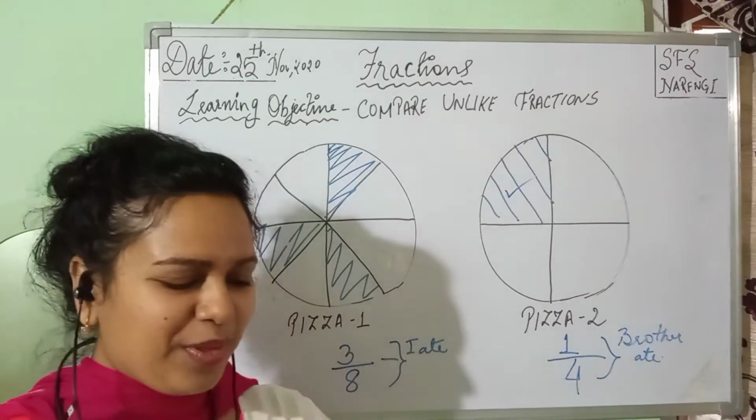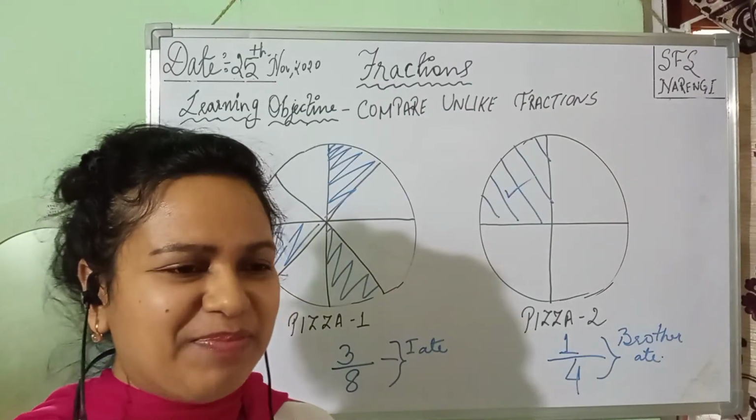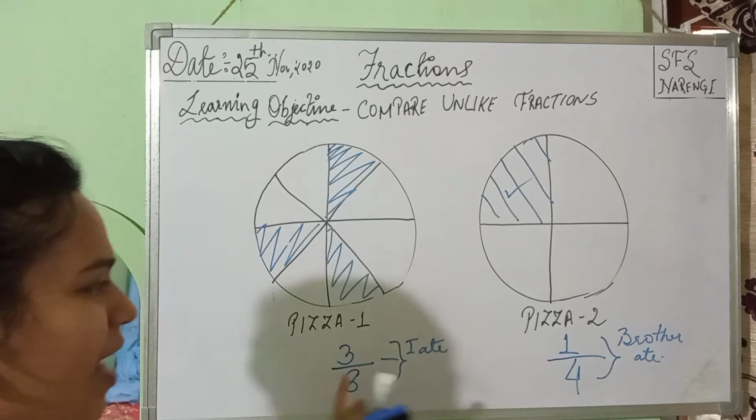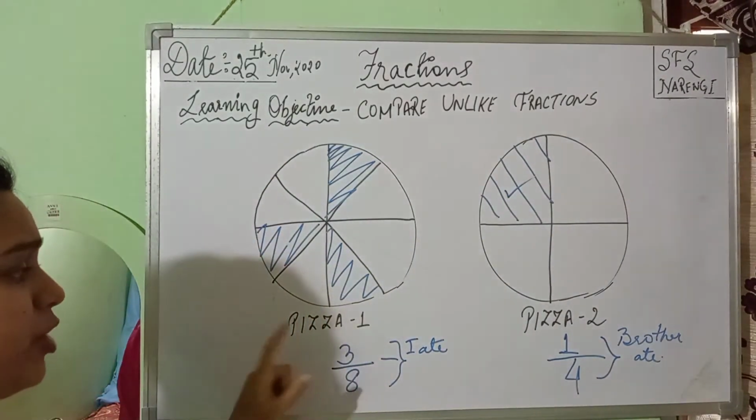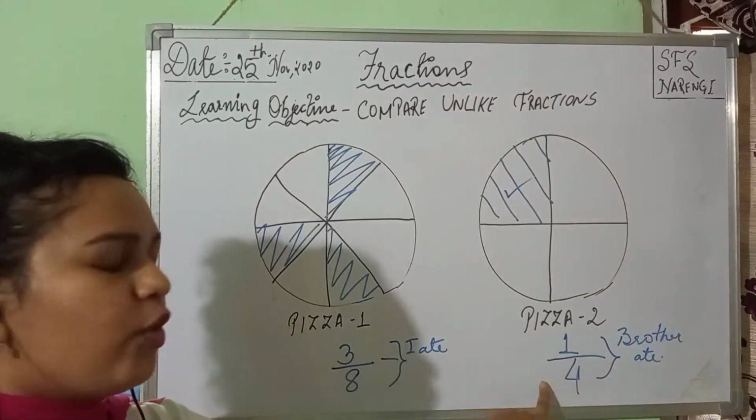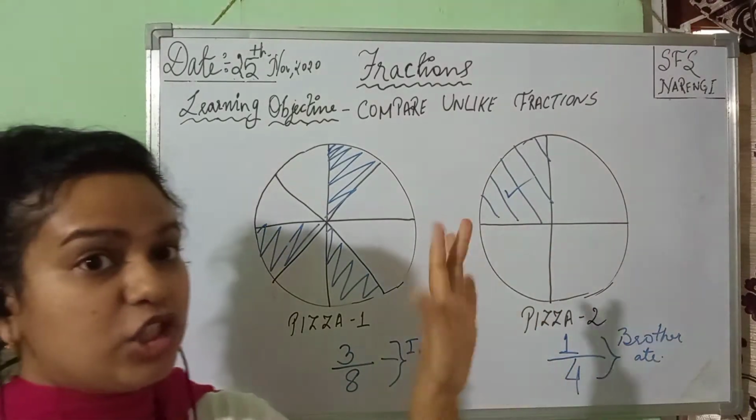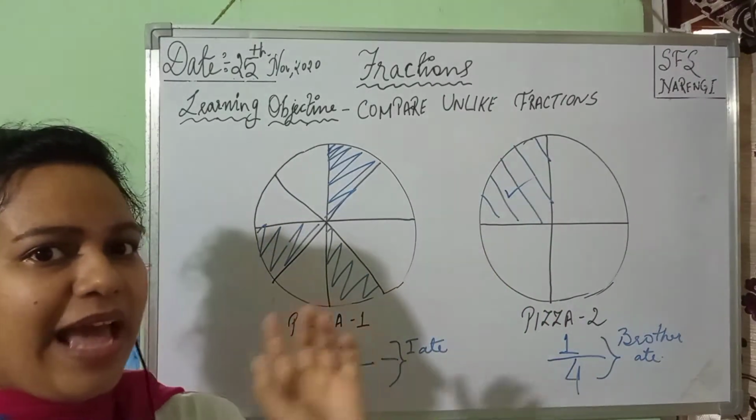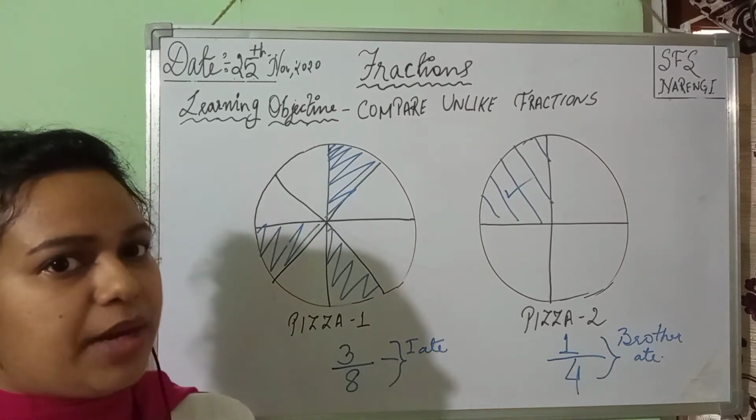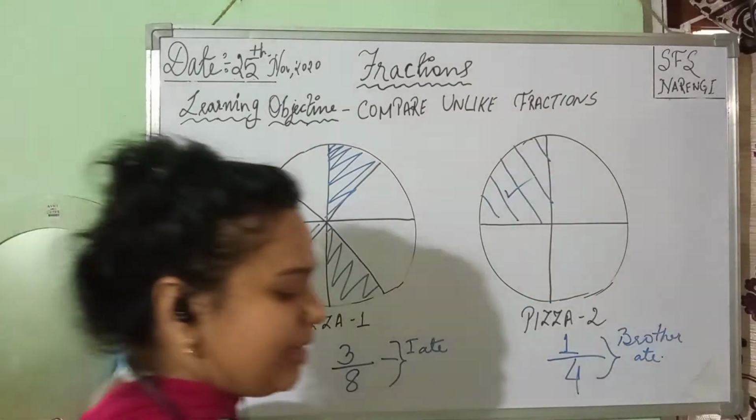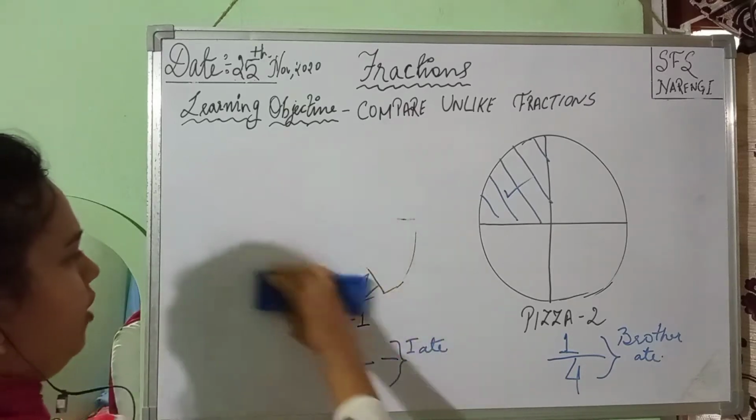Now, generally, I am very competitive with my brother. I want to eat more than him. So, how do I know whether I have eaten more than him or less than him? Okay, now see children, 3 by 8 and 1 by 4 are what? They are unlike fractions because the denominator is not the same. So what I have to do is convert these into like fractions to compare them. Okay, so let us do our comparison. Let me rub this off.